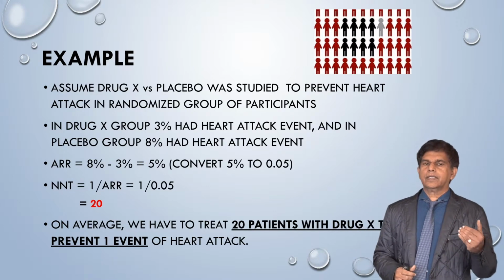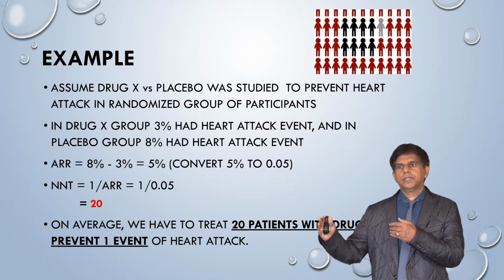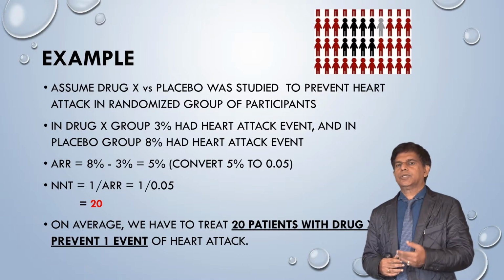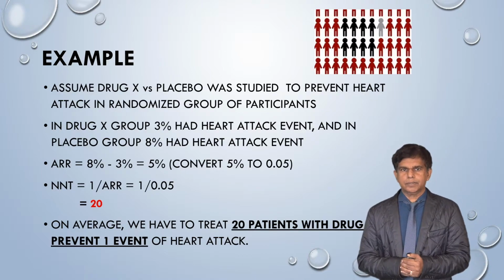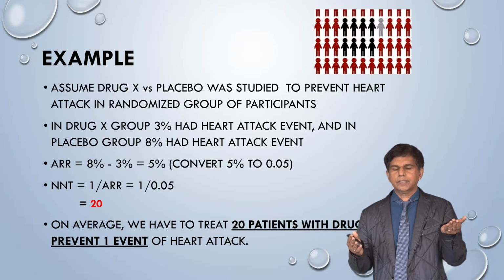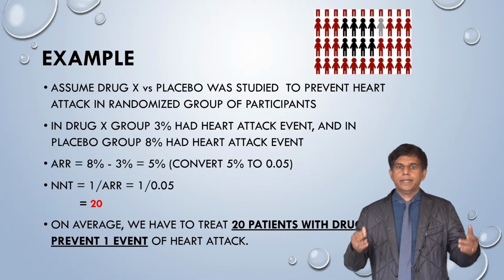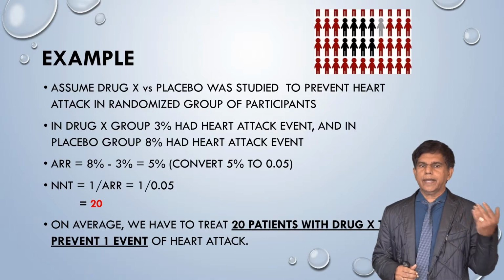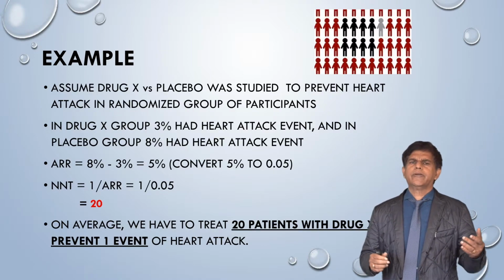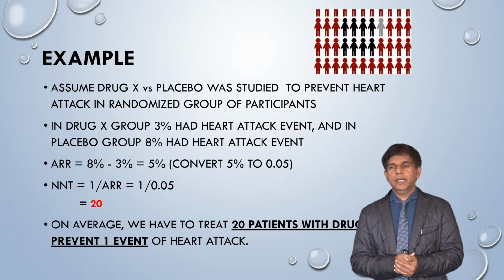Now let's look at an example. You have a drug X, and you're going to study this drug X against the placebo to prevent heart attack. So you have two arms for the study: one is drug X and the other one is placebo, to prevent heart attacks in a randomized group of participants. In the drug X group, 3% have a heart attack event, and in the placebo group we got 8% have a heart attack. Okay, so what is the absolute risk reduction?